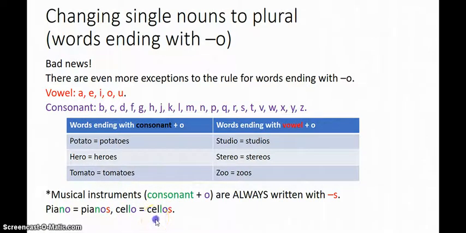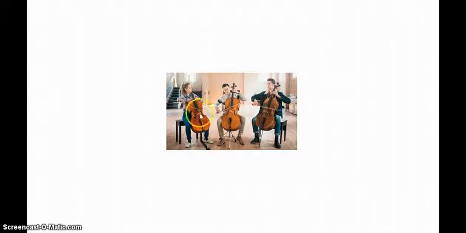Just for people who are not sure what a cello is, this musical instrument is a cello. It looks like a very big violin. That's a cello. Okay, so those are the rules that we have for spelling.